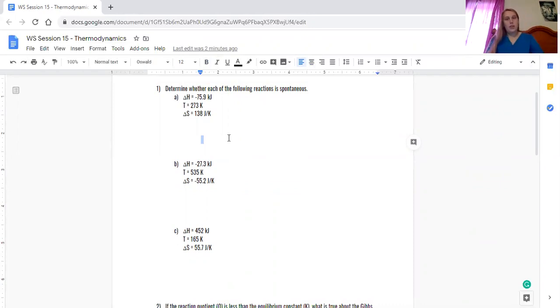So, with this, do either of you know what the general formula is? Which I guess has deltas in it, which are hard to type. The general formula that we're going to be using for all of these, I'll go ahead and put it up here, is going to be delta G is equal to delta H minus T delta S.